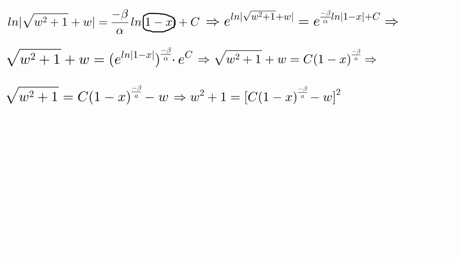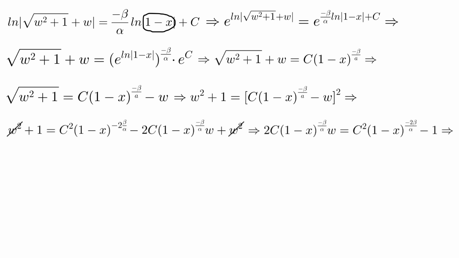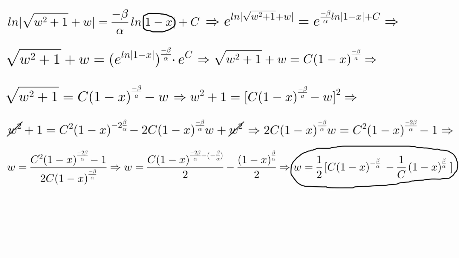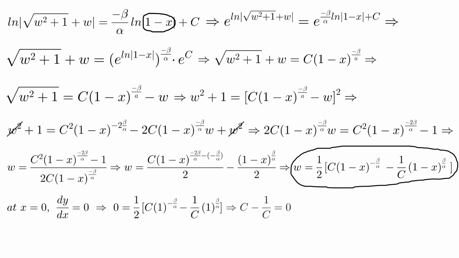Okay, now we solve for w. We square both sides, and we do the calculations and all the algebraic operations, and we end up with this expression here. So now we plug in the initial conditions in order to find c. At x equals 0, we have w equals dy/dx equals 0. So we have 0 equals 1/2 times c times 1 to the power of minus beta over alpha minus 1 to the power of beta over alpha over c. We do the calculations, and we end up with c equal to plus or minus 1.